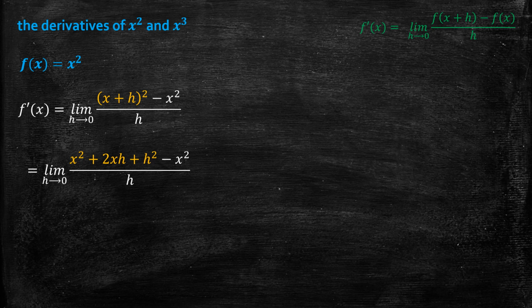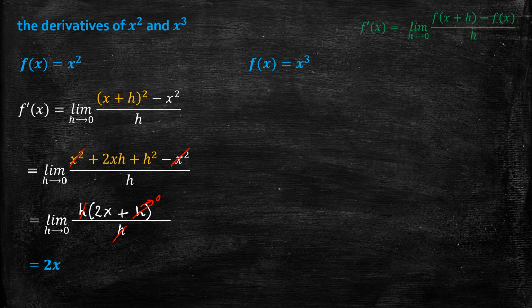And we note that the x squared terms cancel. And then we are left with 2 terms that have a common factor of h. I'm going to factor that out right now. And observe that the h's cancel. And then also observe that we're at a stage where I can legally plug in h equals 0. So this term will go to 0. And then we get that the derivative of x squared is 2x.